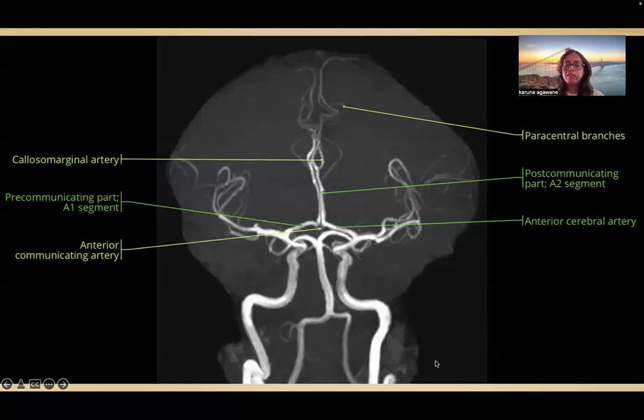Here is again an MIP static image showing us the anterior cerebral artery segments. This is the origin of the ACA and MCA. This is the A1 segment up to the level of this ACOM.